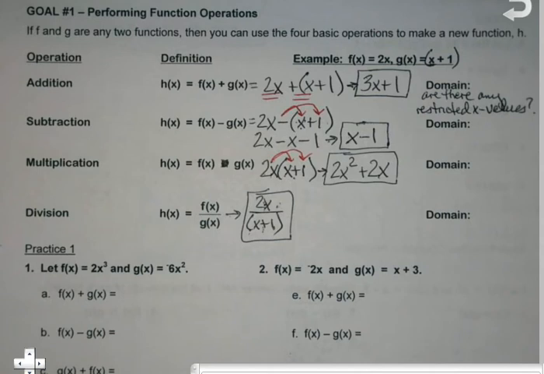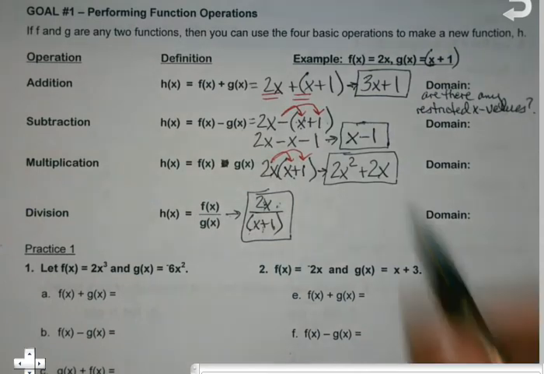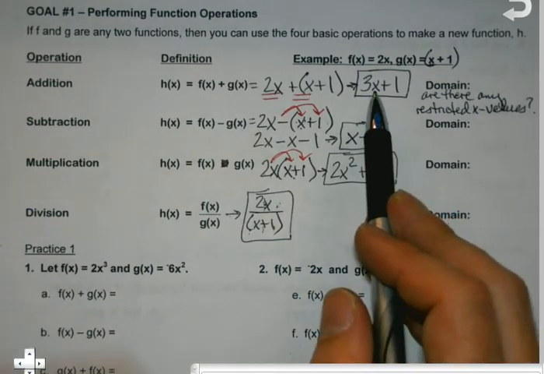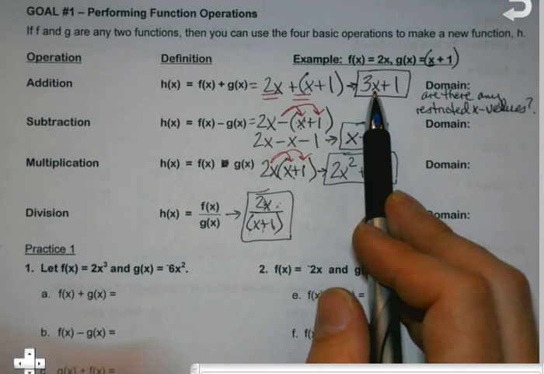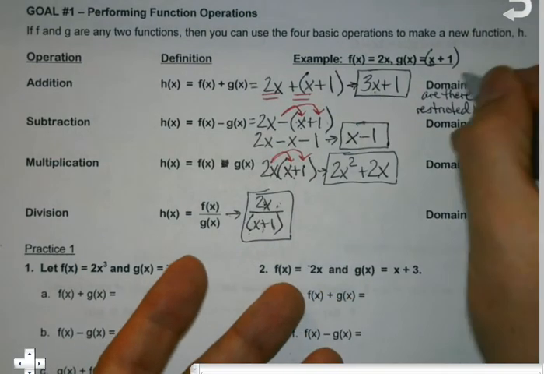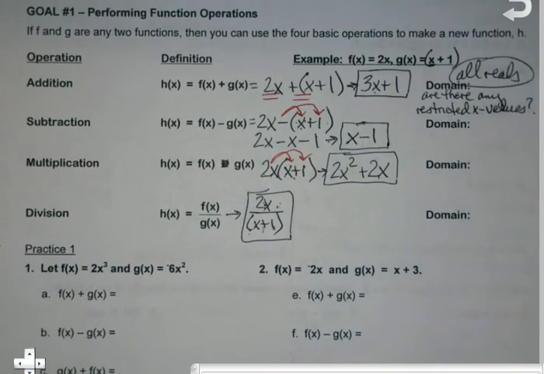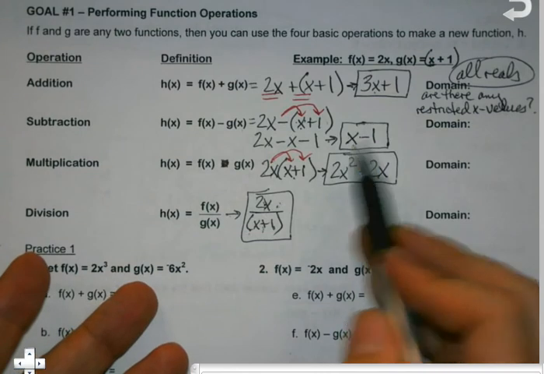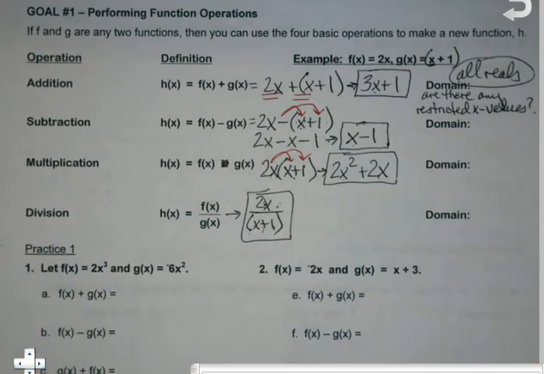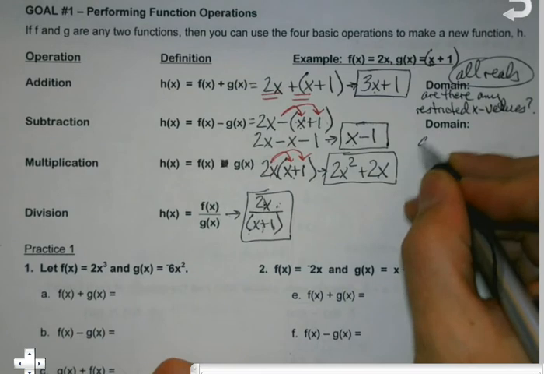So for instance, here, I can plug in 0, I can plug in any positive or any negative number I want, and the calculator is going to give me an answer. So my domain here would be all reals. I can plug any number I want in, I'm going to get an answer out. If I take some x value and subtract 1, no matter what number I plug into the calculator, I'm going to get an answer out.